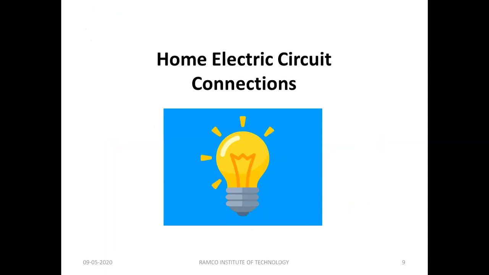Yes. So now let me go into the topic home electric circuit connections. How is our entire load connected to the supply? We have so many loads: TV, fridge, washing machine, iron box, motors, tube lights, fans. So many electric loads are there. So how can we connect all the load to our supply? What is the procedure behind it? What is the connection procedure behind it? What are all the devices we are using? That we are going to discuss.